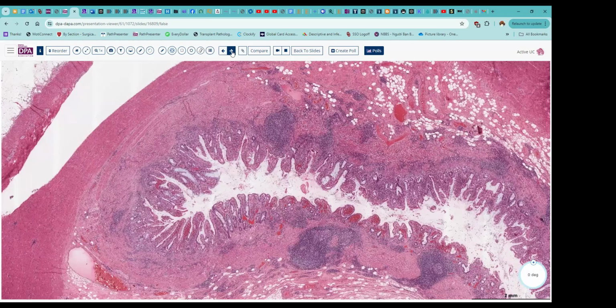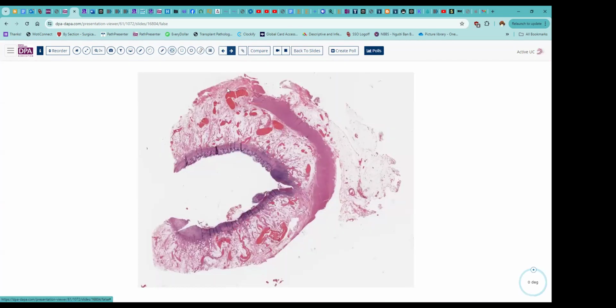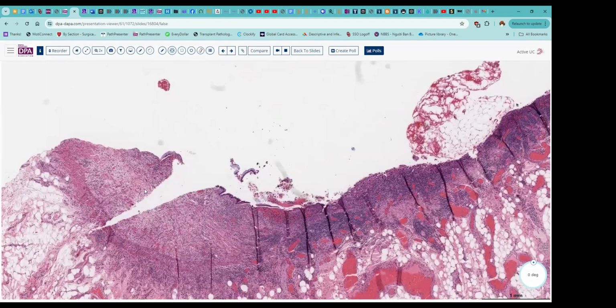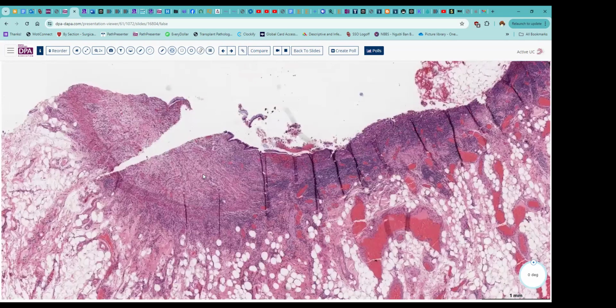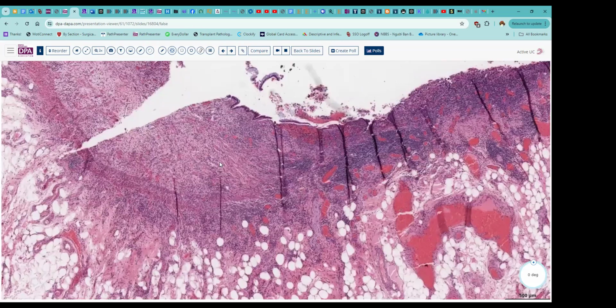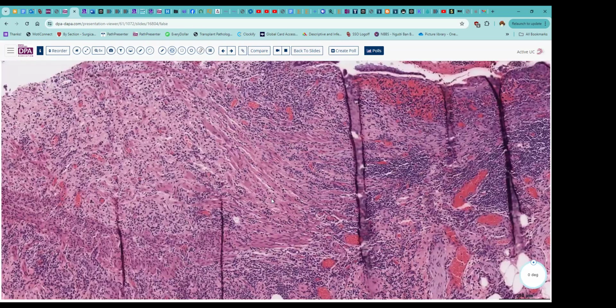All right, let's see if we can get to some other cases here. One other active UC case here with a very dense area of ulceration and granulation type tissue. A little tiny bit of thickening of the muscularis mucosa there. And you can see how it's pulling muscularis up here and making this more hypertrophic.